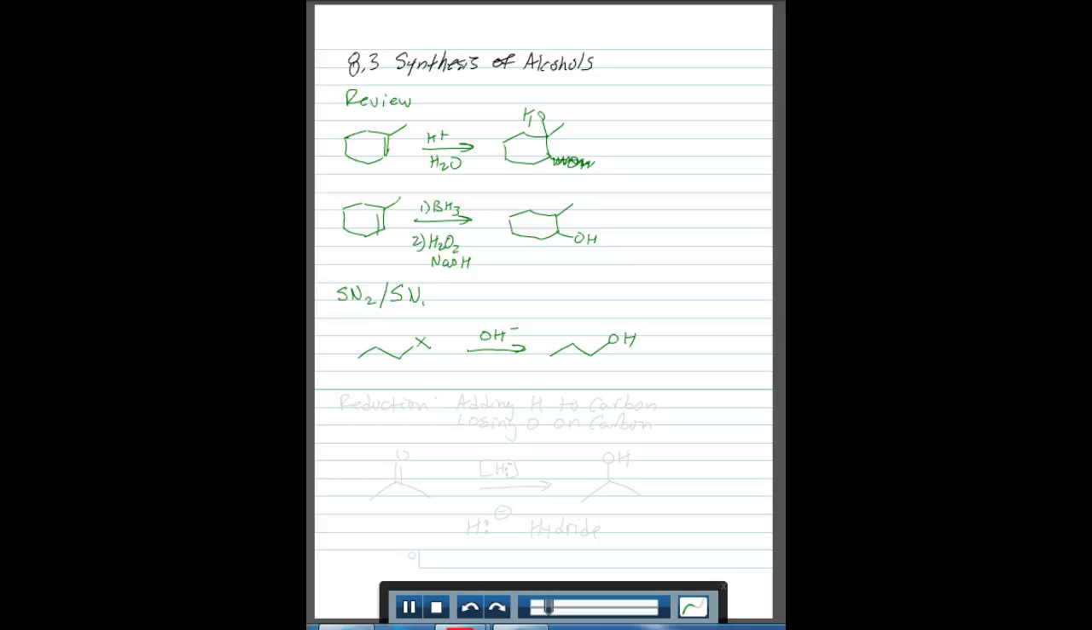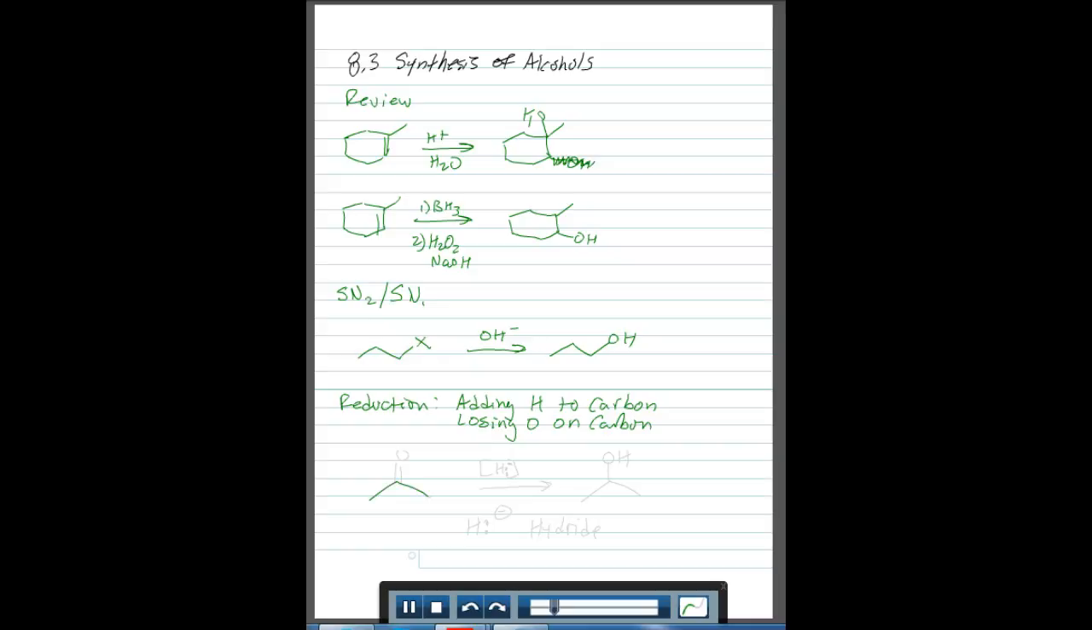Okay? In this chapter, we're going to learn how to make an alcohol by a reduction. It's a new reaction. Reduction means adding hydrogen to carbon. Remember, oxidation and reduction in this class is very simple. Reduction is adding hydrogen to carbon, or another way of looking at it is losing oxygen on carbon, or fewer oxygen bonds. Not necessarily losing oxygen, but fewer bonds.